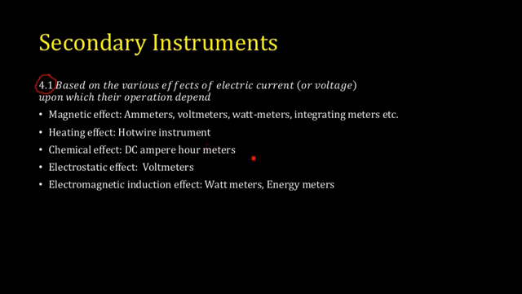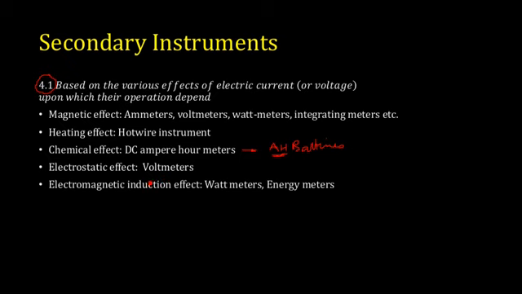Then you have DC ampere hour meters, which make use of chemical effect of current. This ampere hour meter is used to determine the ampere hour rating of batteries. The ampere hour rating of a battery depends on the chemical effect of the battery. So that particular chemical effect is being used to find out the ampere hour rating of the battery. Such an instrument is called DC ampere hour meter, which makes use of chemical effect.